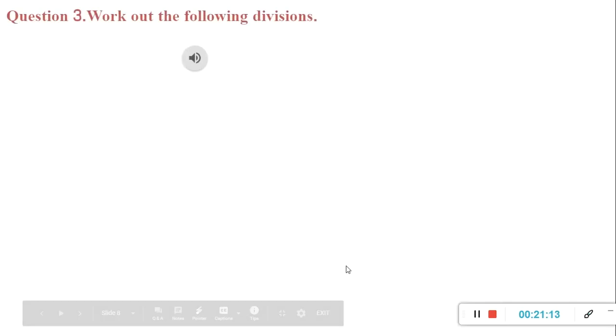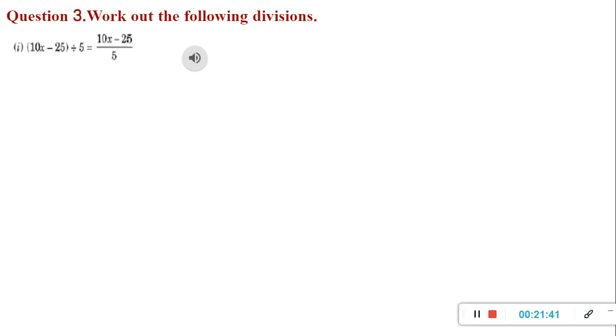Let's see question number 3. Work out the following divisions. In this question, we are having polynomial by monomial also, polynomial by polynomial also. Let's see. The first question is 10x minus 25 divided by 5. So here first we can see the denominator. So what we have to do? Then after that see the numerator. If any common factor 5 is there, then we can get it cancelled directly.